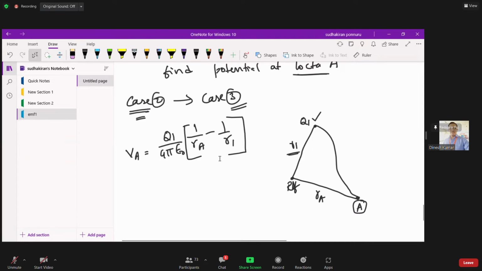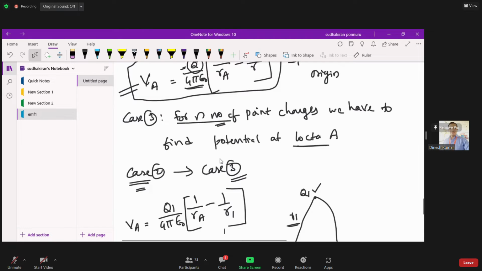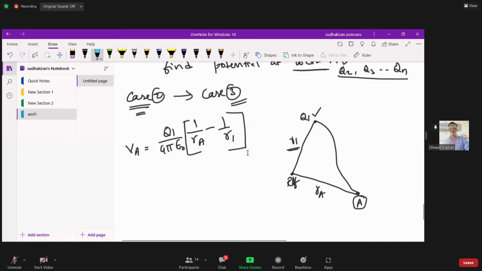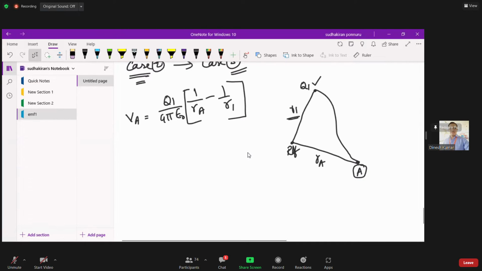What is case 3? Case 3 is if you have n number of point charges, like Q1, Q2, Q3 and so on up to Qn, what will be the final value? So now what you are going to take is the second point charge, which is nothing but Q2. So let it be the second point charge Q2. I'm going to take it somewhere here. This is Q2.